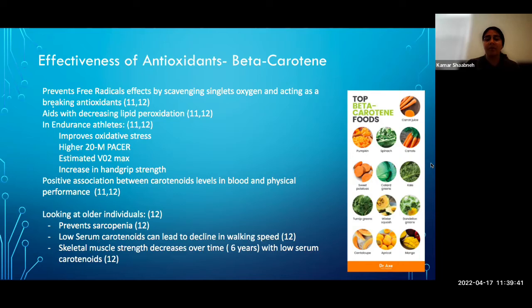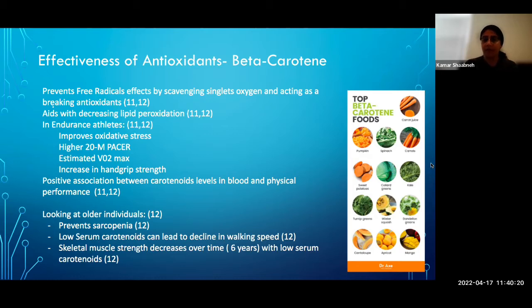Another study was looking at Korean men, and specifically looking at older men. They showed that when older individuals have a higher level of beta-carotene, it prevents sarcopenia, which is the decrease of muscle mass. However, it also showed that when they have low serum carotenes, in females specifically, it led to a decline in walking speed. And then in both male and female, their skeletal muscle strength decreases over time. So 6 years with low serum carotene. So it kind of shows that carotene has an overall positive association with endurance athletes. However, still more research needs to be shown.